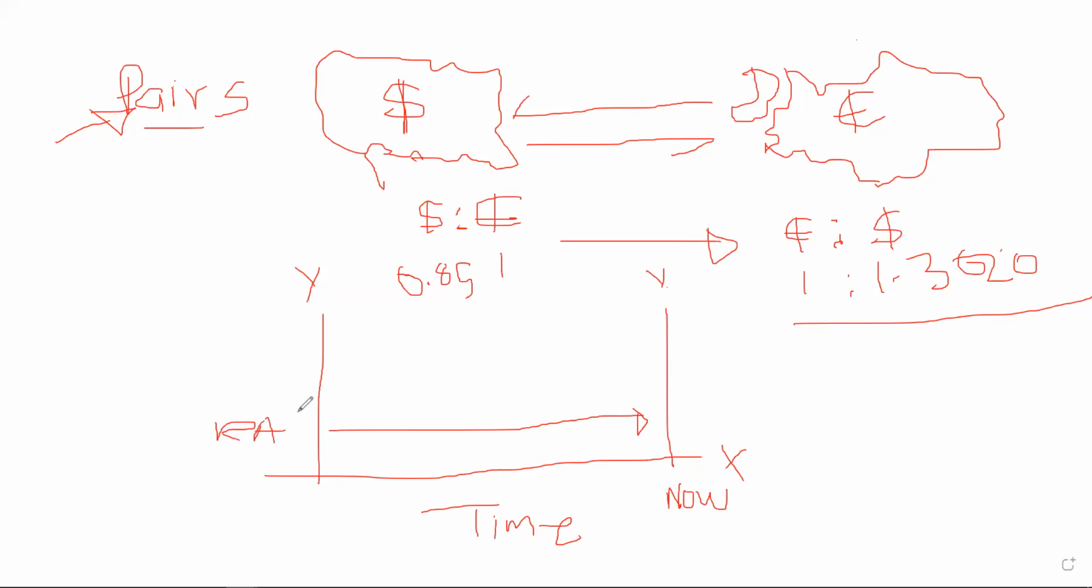Oops, this thing is telling me my internet is a bit unstable. So this is the past. The past could be yesterday, the day before yesterday, 5 minutes ago, last year, it could even be 5 years ago. But as time goes by, this is now. And this is the value of that currency or the currency pair.